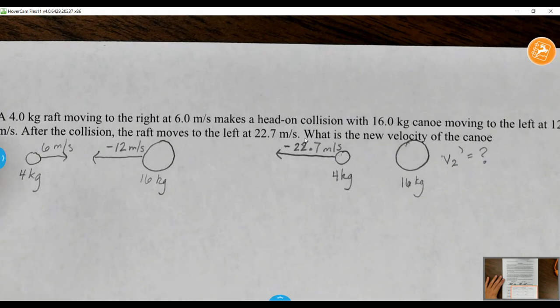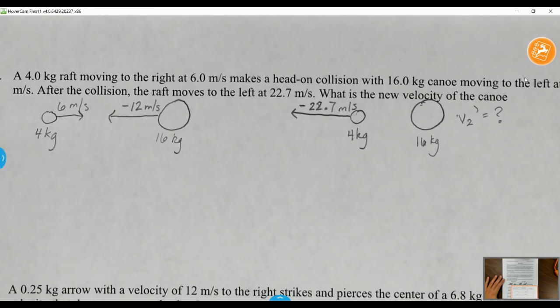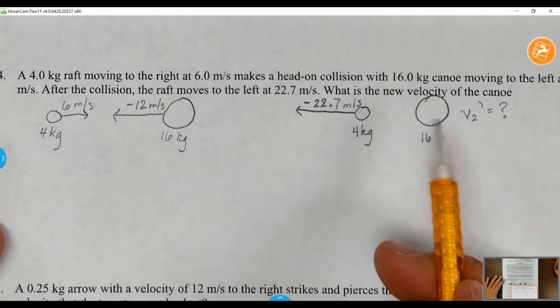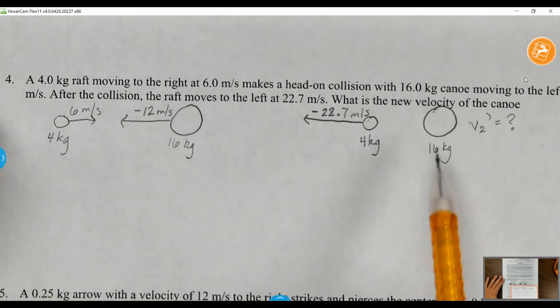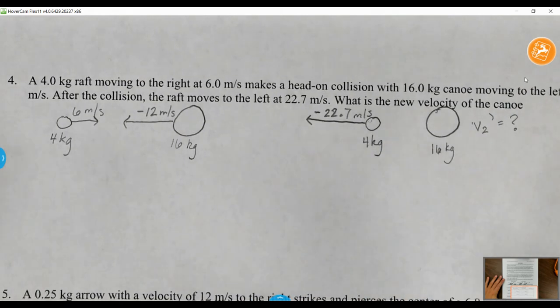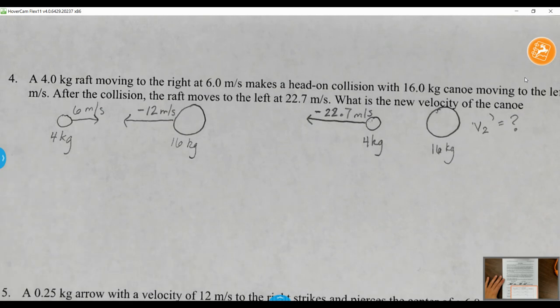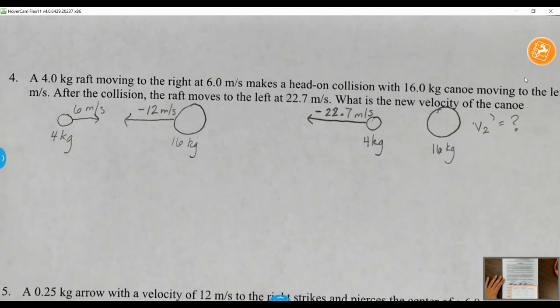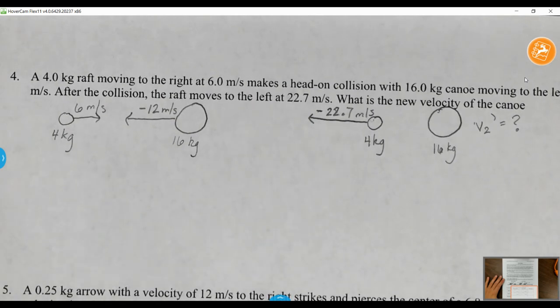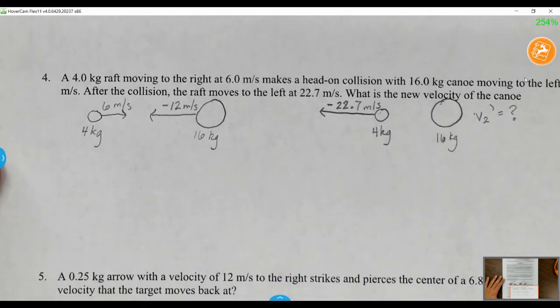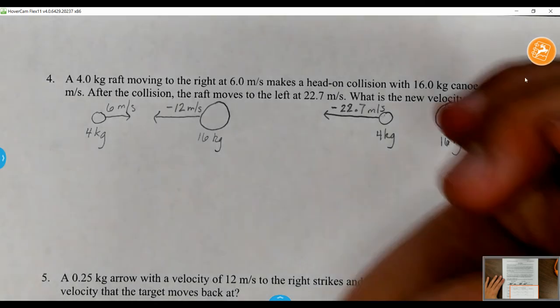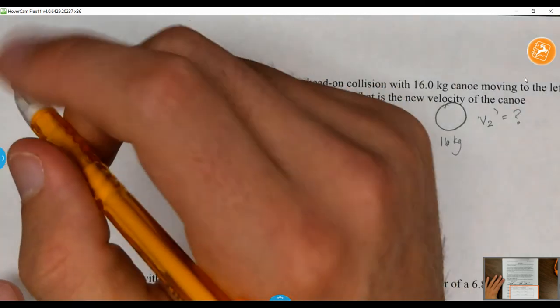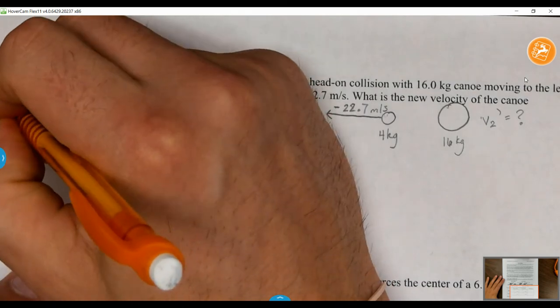We don't know whether it's left or right. So as we go through and solve it, if V2 prime is negative, then we can tell you that the canoe is also still moving left. If it's positive, well, that means when it hit, it bounced backwards a little bit, and now it's going to the right. Okay, so once we know that, what kind of equation is this? If they didn't get stuck together, is that elastic or inelastic? If they don't stick together, that's elastic. Yep.